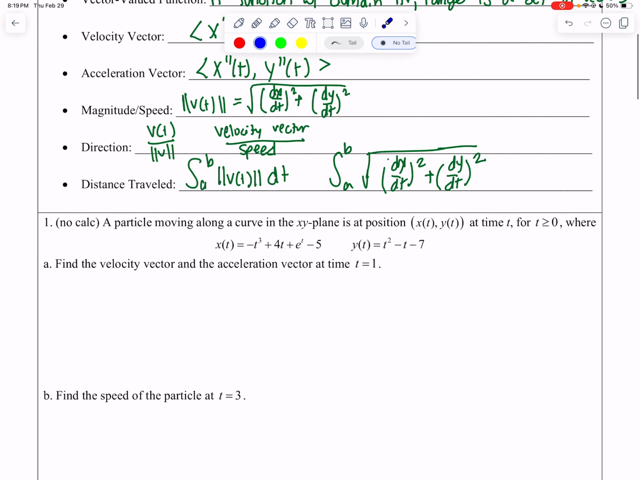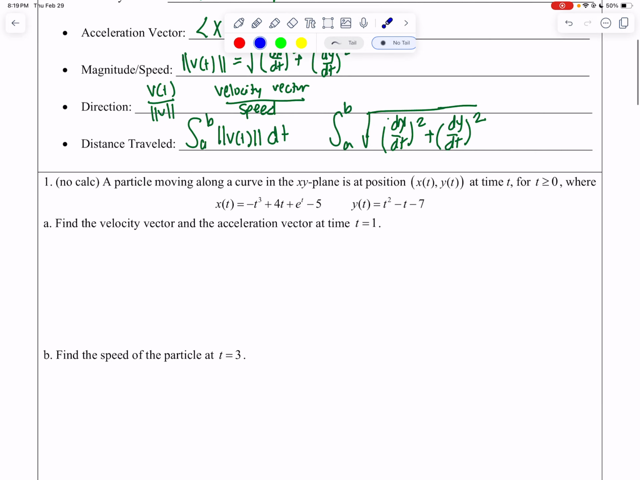All right. Number one, we have a particle moving along a curve in the xy plane so that its position x of t, y of t at time t for t greater than or equal to 0 is this lovely thing right here. Part A says find the velocity vector and the acceleration vector at time t is equal to 1.